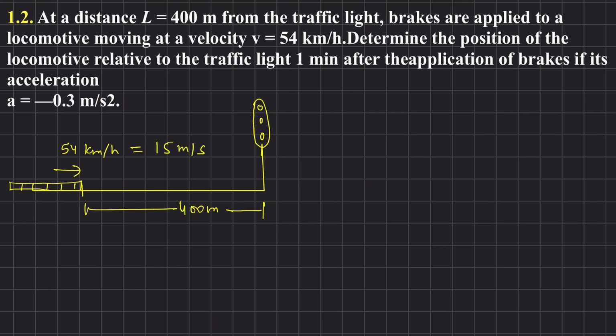Now guys, further it is saying, determine the position of the locomotive relative to the traffic light 1 minute after the application of the brakes if its acceleration is minus 0.3 meter per second square. So this is the question, guys. We want to find out the position of the locomotive from the traffic light.